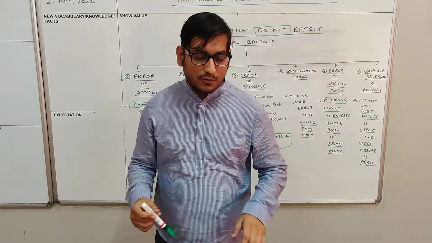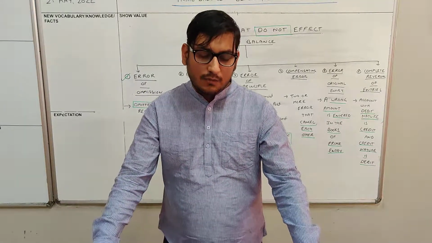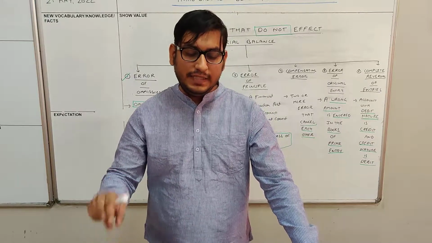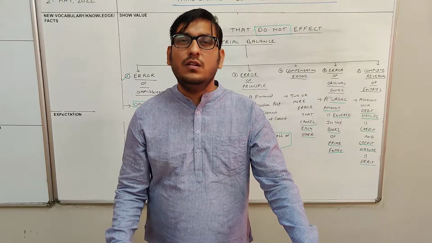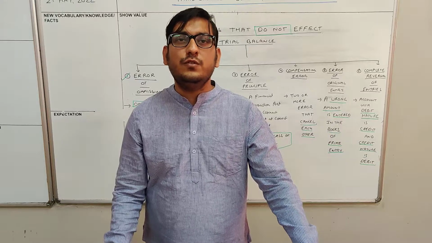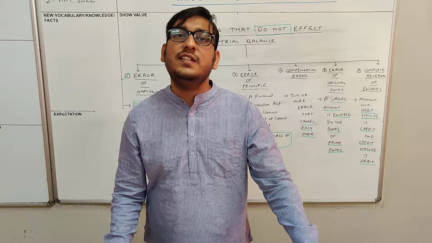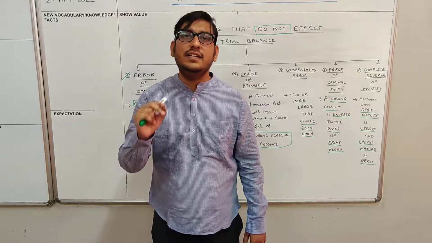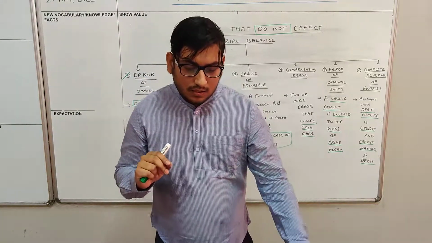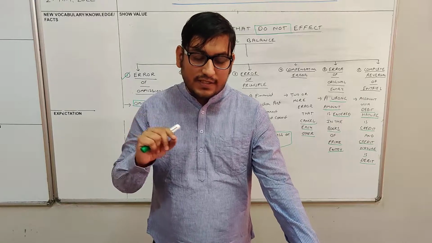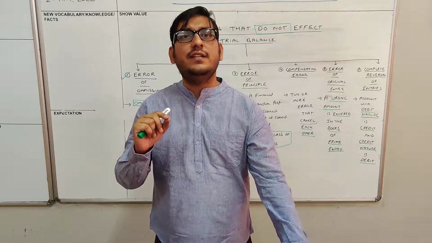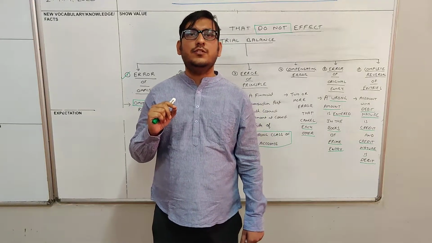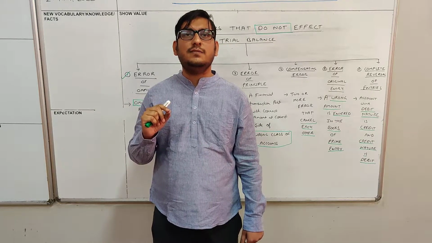Now come to example, error of principle. Payment for fuel of vehicle has been debited to the motor vehicle account. Sir, it should not be debited to the motor vehicle account because it is a revenue expenditure. It is a day-to-day expenditure. It is a yearly expenditure. Instead, it should be treated as motor vehicle running expenses.